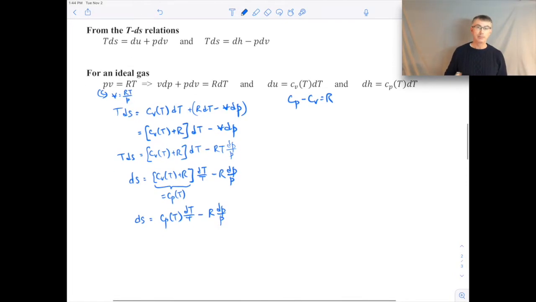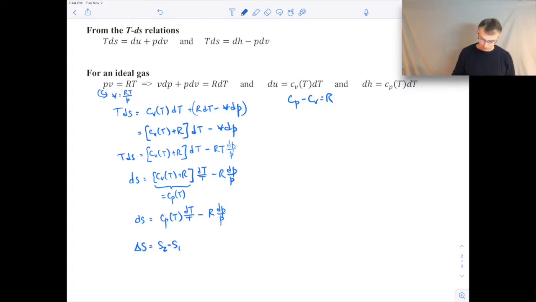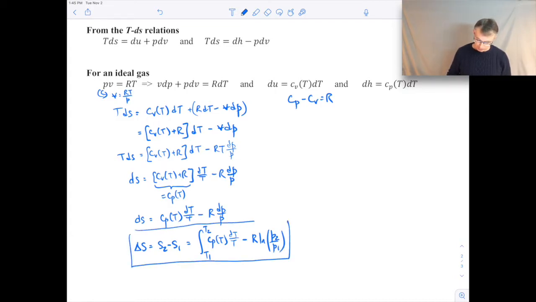And we can integrate both sides of that equation, and then we'll be left with delta s, which is just s2 minus s1, is equal to the integral from T1 to T2 of Cp dT over T minus the gas constant. It's a constant, so it just comes straight out of the integral. And then I'll have the integral of dP over P, which is just a natural log. So this will be natural log of P2 over P1. And that gives us a relation between our specific entropy change and changes in temperature and pressure.